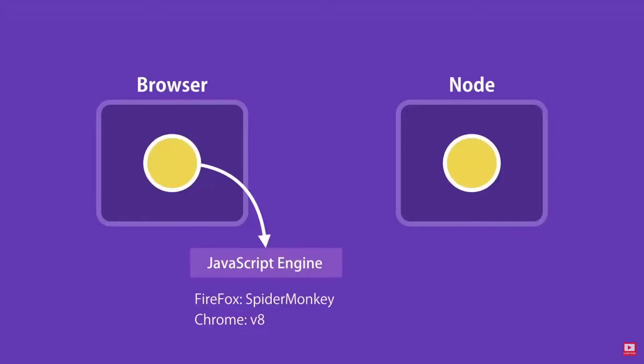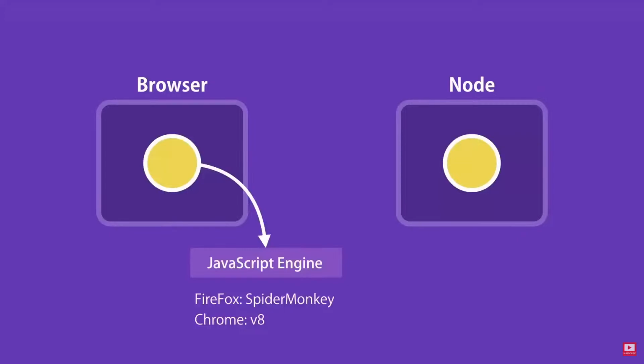Now with this, we can run JavaScript code outside of a browser. So we can pass our JavaScript code to Node for execution. And this means with JavaScript, we can build the backend for our web and mobile applications. So in a nutshell, JavaScript code can be run inside of a browser or in Node. Browsers and Node provide a runtime environment for our JavaScript code.